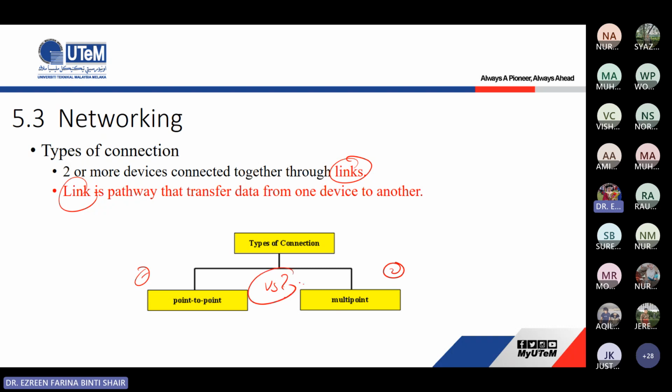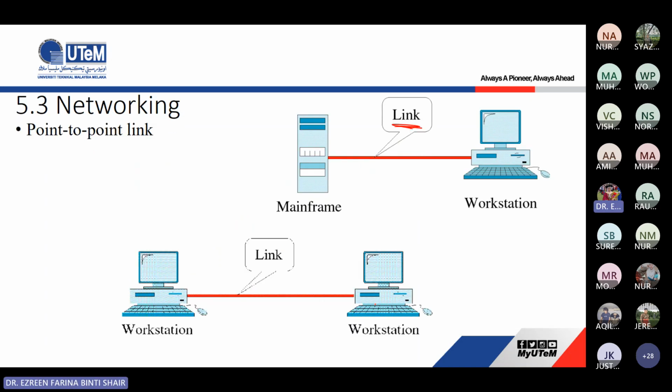The important thing here is that you need to know the difference between the point-to-point connection and the multi-point connection. The first one, the point-to-point connection, is when you have one input and one output. In the first figure over here, you have one input, which is the mainframe, and you have the workstation. One input and one output, and you have a link or the channel in between. This is what we call point-to-point connection.